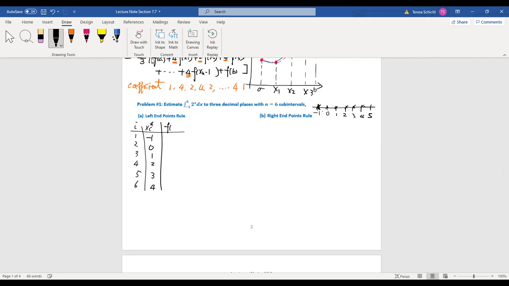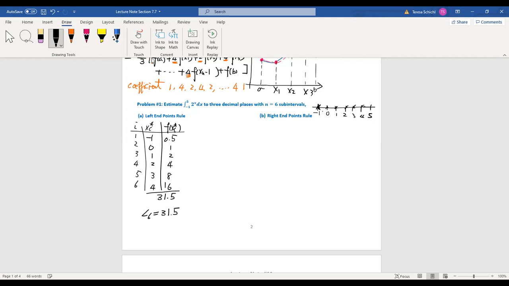Now you just plug each point into your function. So you will have 0.5, 1, 2, 4, 8, 16. Now you add them together and you will get 31.5. All right, so your left end approach is 31.5.